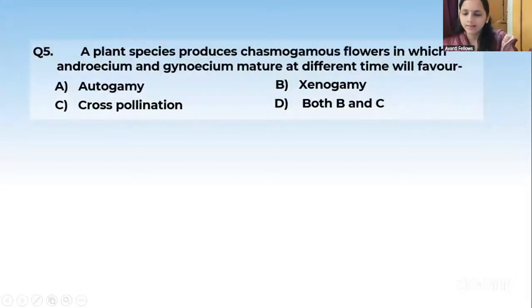Then another question. A plant species produces a chasmogamous flower in which the androecium and gynoecium mature at different times. If they mature at different times, what is this actually favoring: autogamy, xenogamy, or cross pollination?